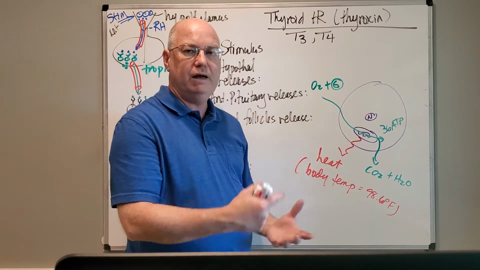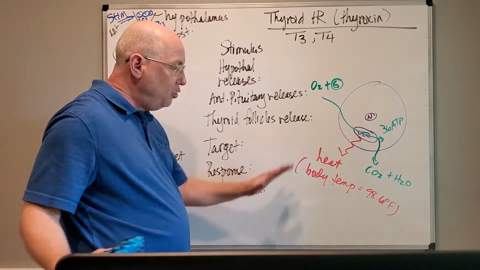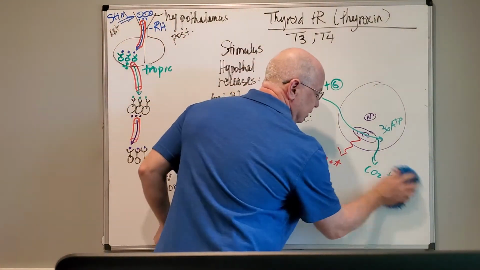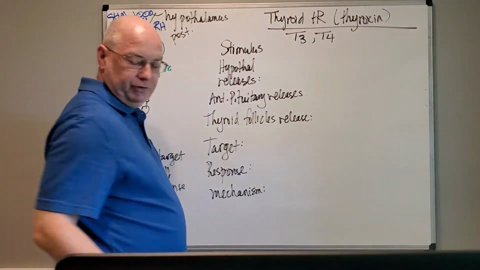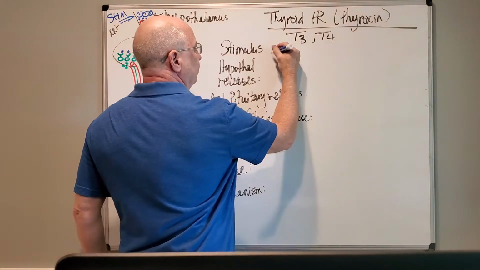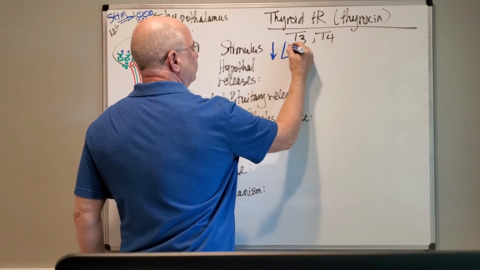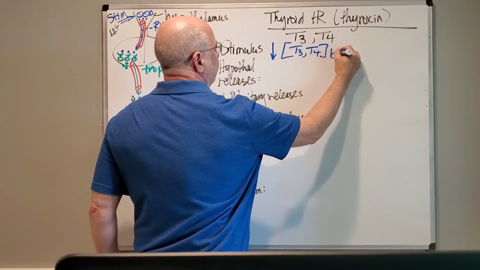So they're all related, and we're going to see the side effects of thyroid hormone. Okay? So knowing that, let's look at thyroid hormone. What is the stimulus for the release of thyroid hormone? Well, the stimulus for the release of thyroid hormone is a low concentration of T3 and T4 in our blood.